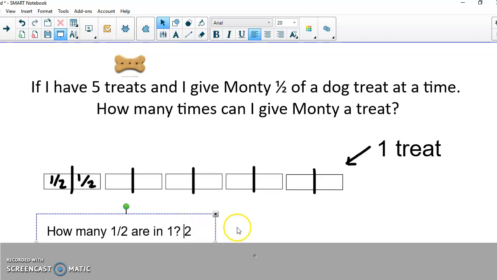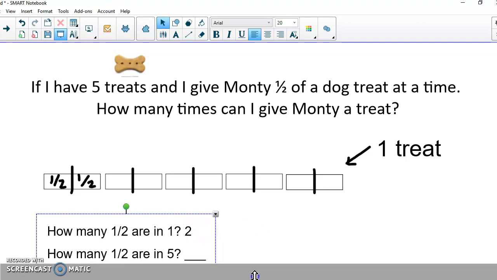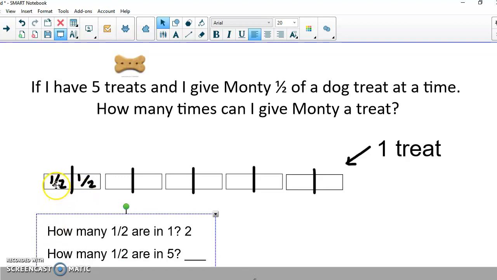So if I know there are 2 1/2s in 1, then how many 1/2s are in 5? Well, I can look at my picture. 1, 2, 3, 4, 5, 6, 7, 8, 9, 10. Who else got 10? So I can give Monty treats 10 times. I want you to think for a second. How does knowing how many halves are in 1 help you solve how many halves are in 5?